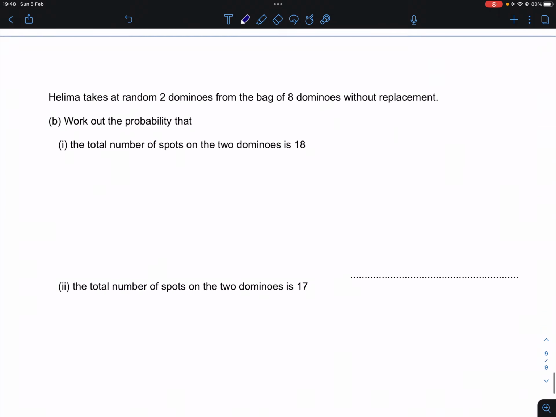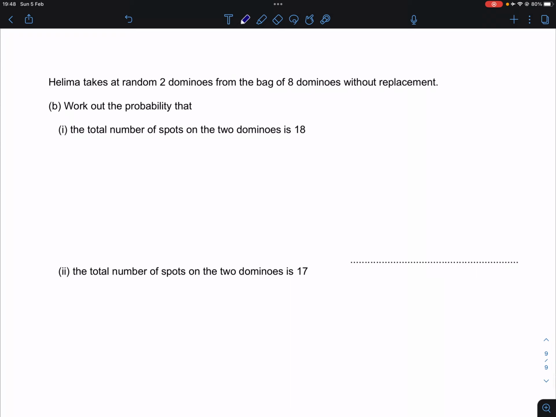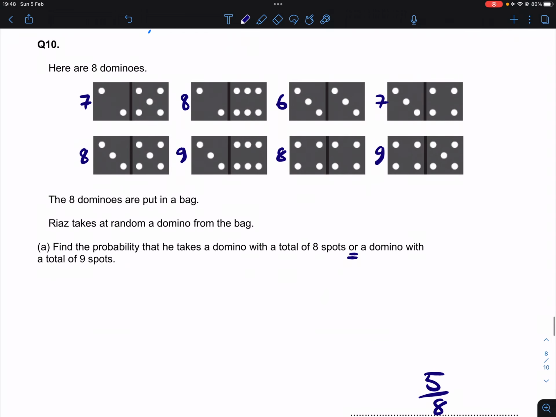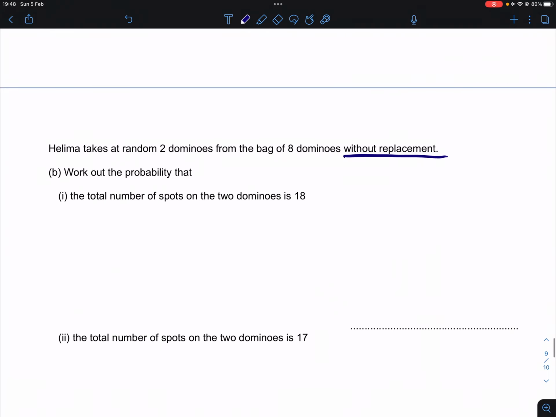For the next part, Halima takes at random 2 dominoes from the bag of 8 dominoes without replacement. Work out the probability that the total number of the spots on the 2 dominoes is 18. So taking 2 dominoes out in a row and their total being 18, the only way that's going to be possible is if we take out 9 followed by 9. It's the only way that can happen.